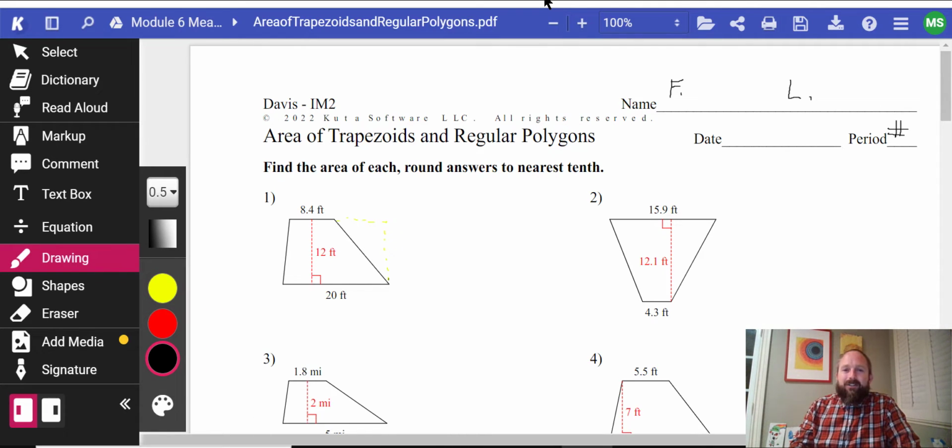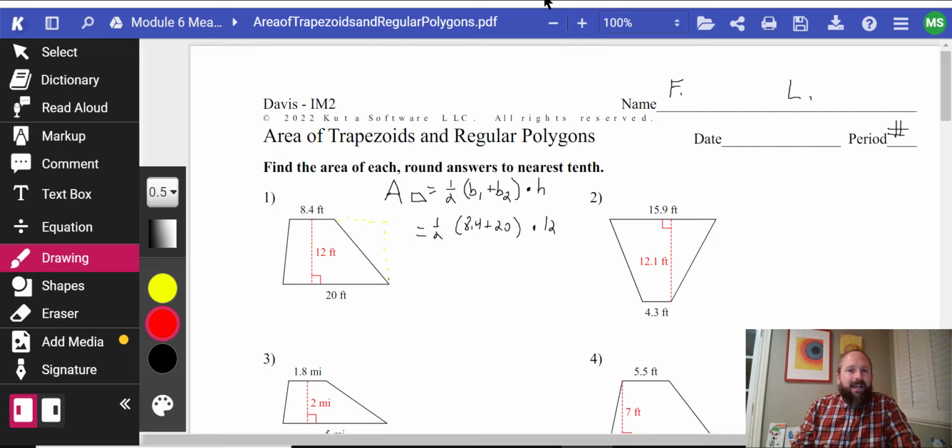We have the area of a trapezoid. The area of a trapezoid is equal to 1/2 the base of 1 plus the base, the second base, and we're going to multiply this by the height. There's just one way to show it like this. So we're going to put in our information. The area is equal to 1/2 of, the height is 12, the base is 8.4 plus 20.